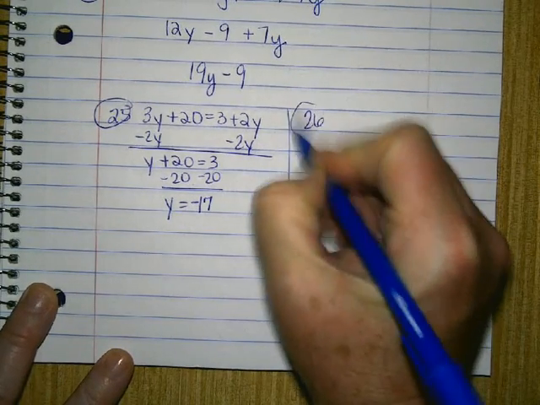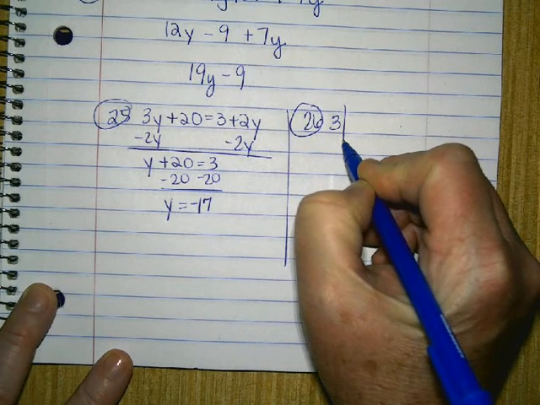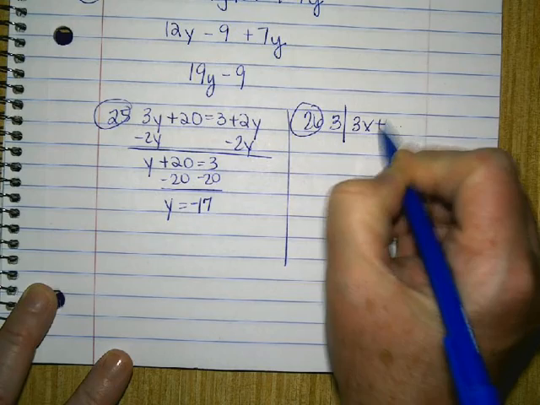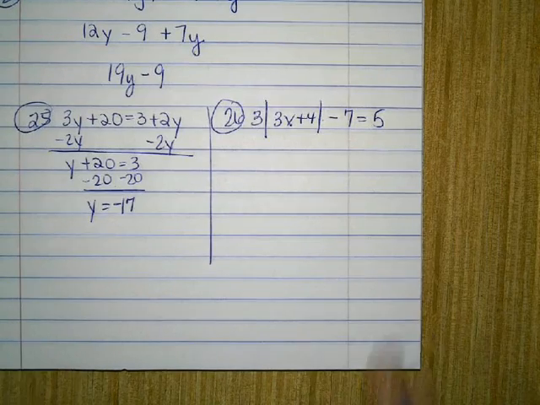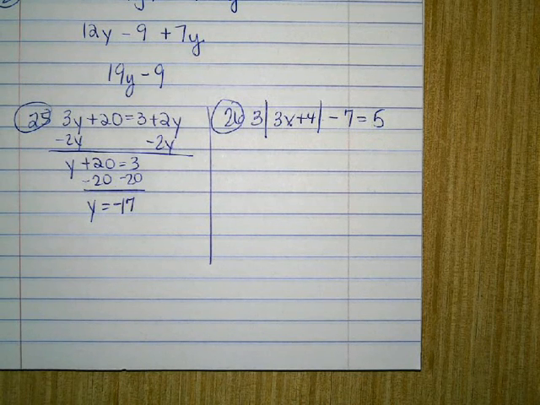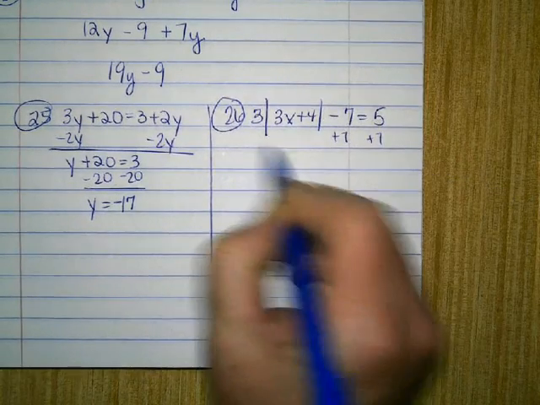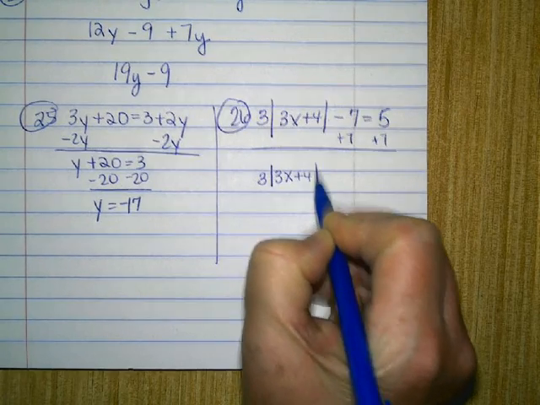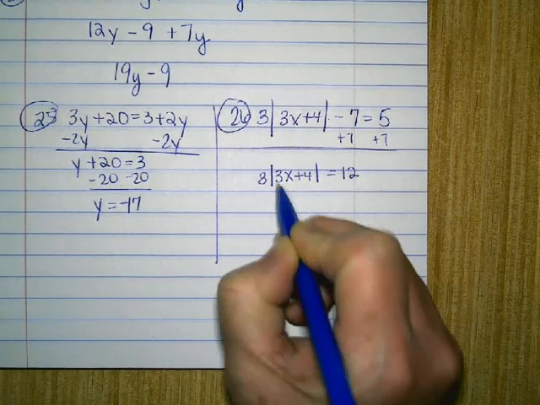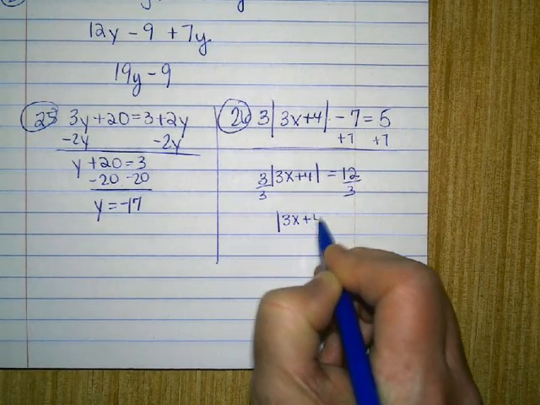26 says 3 times the absolute value of 3x plus 4 minus 7 equals 5. Well, what you have to do is isolate the absolute value before you split this into two problems. So we're going to start by adding 7. So this says 3 times the absolute value of 3x plus 4 equals 12. Divide by 3. Absolute value of 3x plus 4 equals 4.